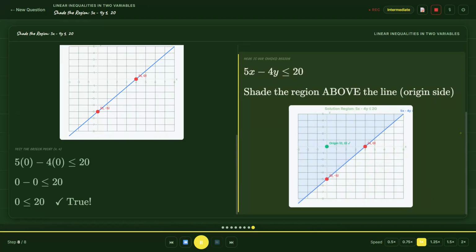We're done. Our answer is the shaded region above the solid line, which is the side that has the origin. Every single point in that shaded area makes 5x take away 4y less than or equal to 20. Great job.